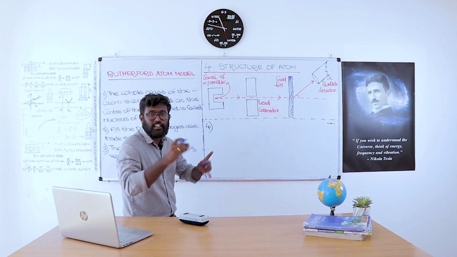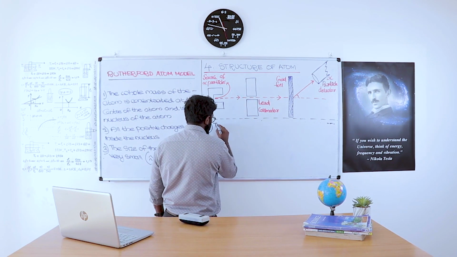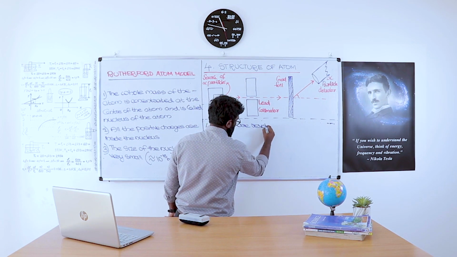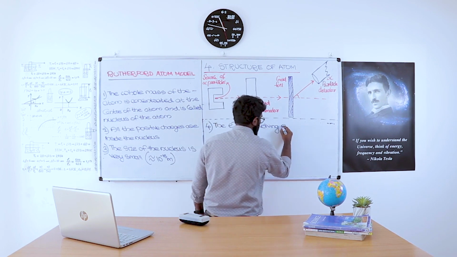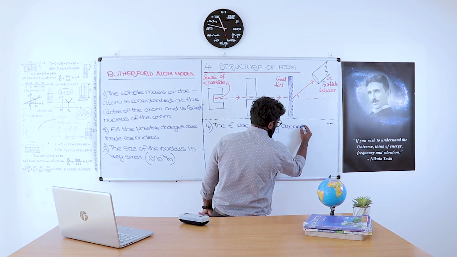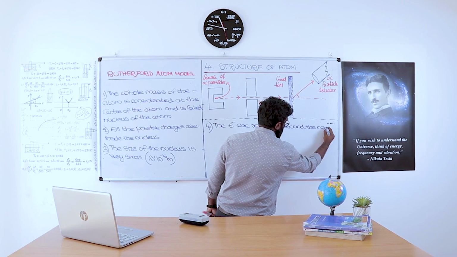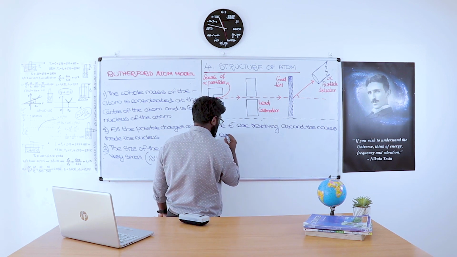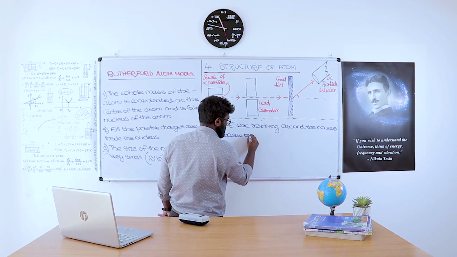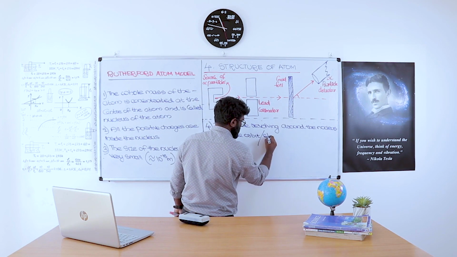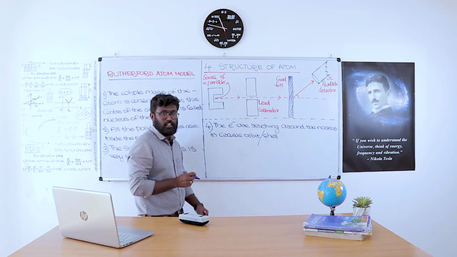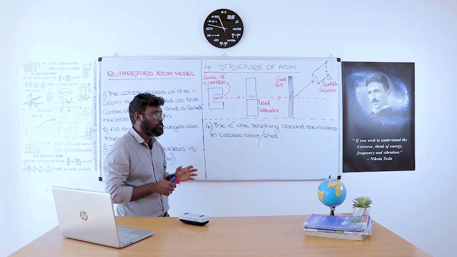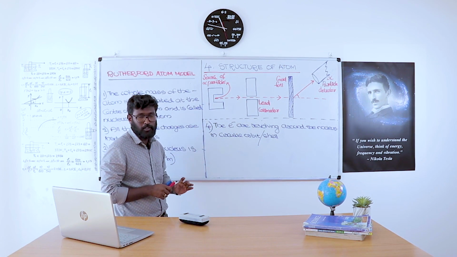The fourth point is regarding the electrons. According to the Rutherford atom model, the electrons are revolving around the nucleus in circular orbits, or otherwise called shells. The electrons are revolving around the nucleus in circular orbits or shells. This is the fourth point regarding the Rutherford atom model.